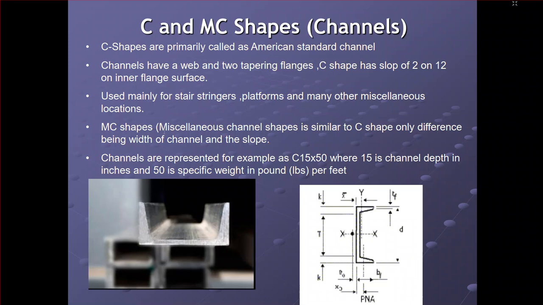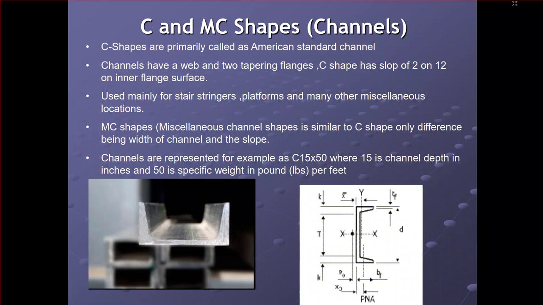Next one is C and MC shapes, which are channels. C shapes are also called American Standard Channel. Channels have a web and two tapering flanges. C shapes have a slope of 2 on 12 on the inner flange surface, just like here. They are used mainly for stair stringers, platforms, and many other miscellaneous locations.